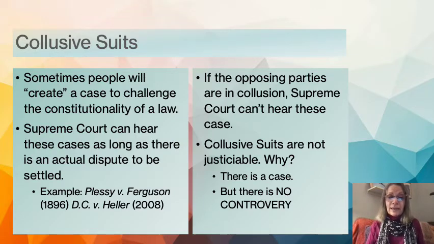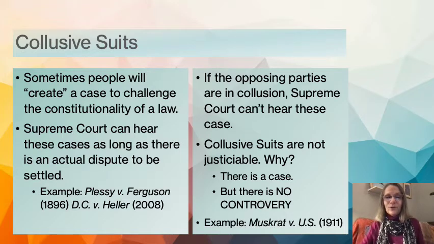Now, in the case of Plessy, in the case of Heller, there was controversy, right? Heller really wanted that DC law to be overturned. Plessy really wanted that Louisiana law to be overturned. But if the parties are on the same side, they're in collusion, there's no controversy. You can read about a collusive case, Muskrat versus the United States, in your textbook.